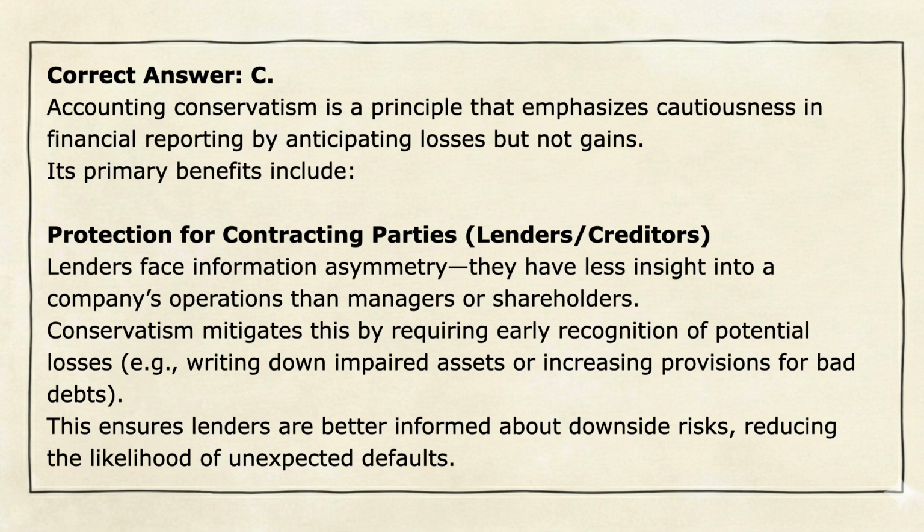Conservatism helps by making sure we spot potential losses early on, like when we write down assets that aren't worth much or increase our bad debt reserves. This way, lenders are better prepared for any problems, which helps prevent them from getting caught off guard if a company defaults.